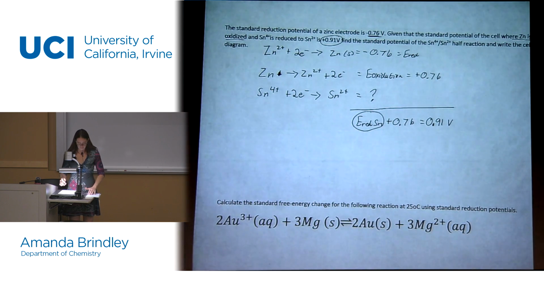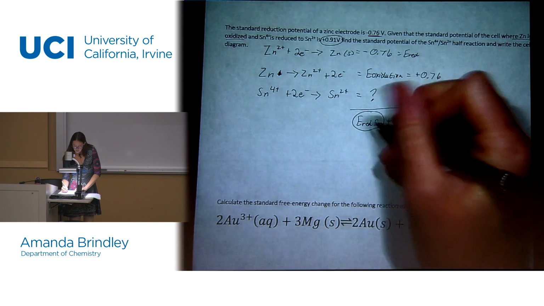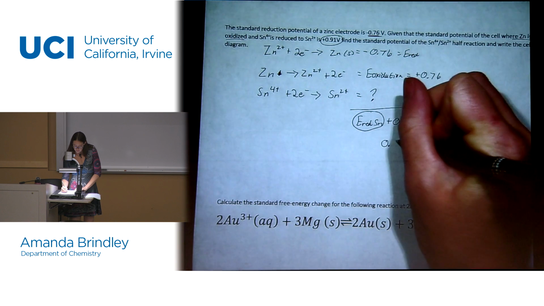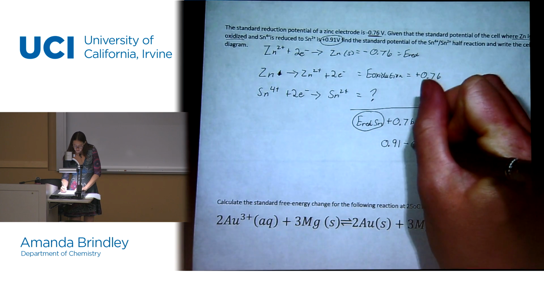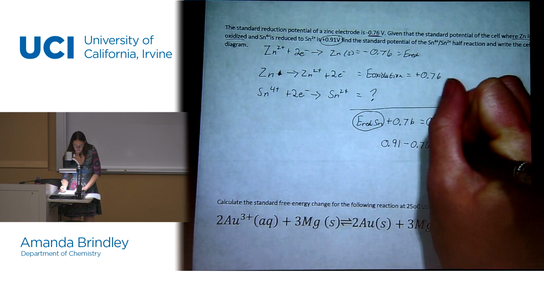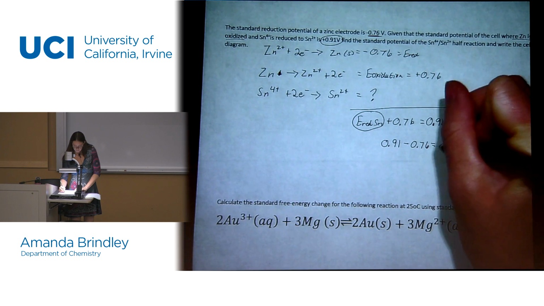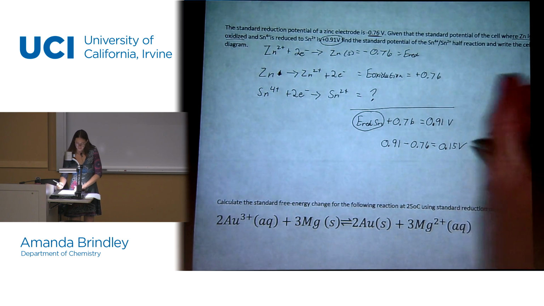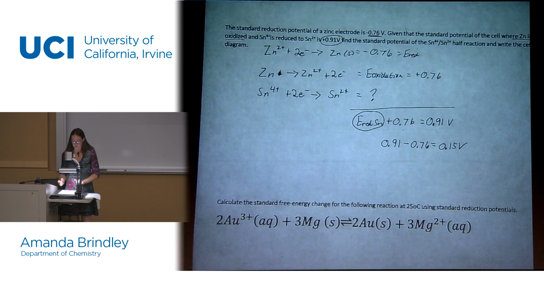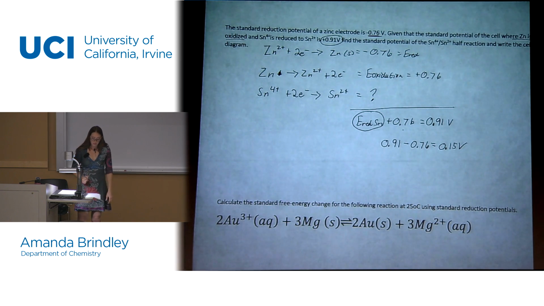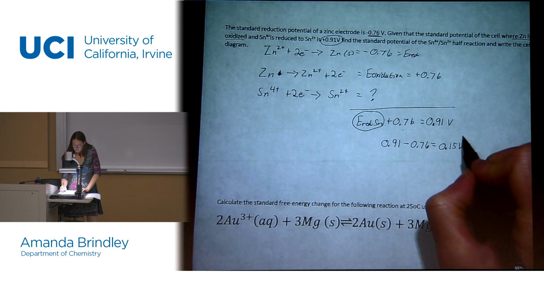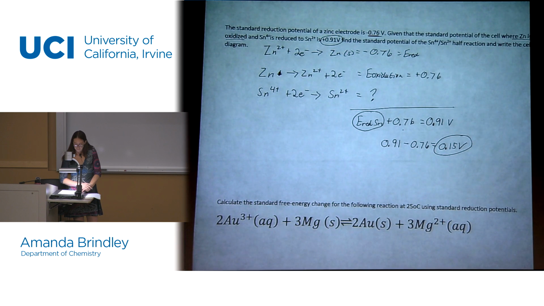Right? So we can take our 0.91, we can minus our 0.76. Right, so I just subtracted that from both sides. Okay.